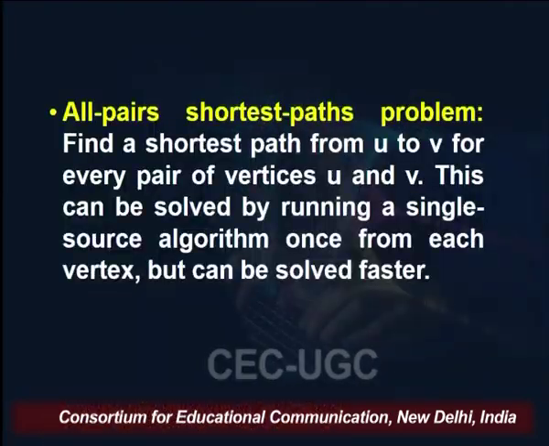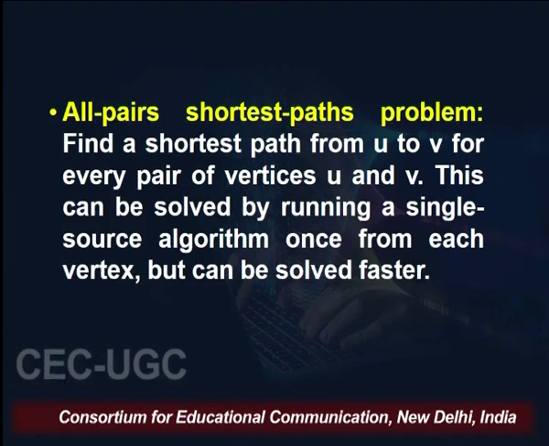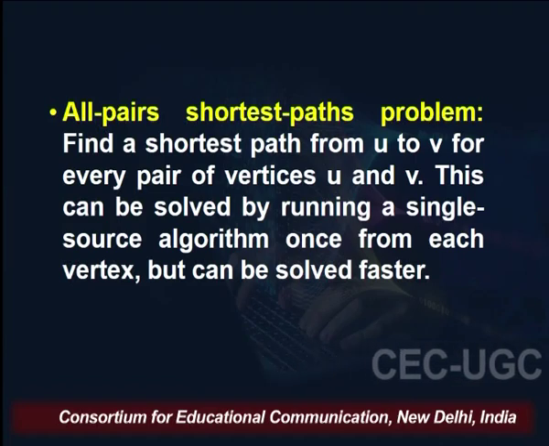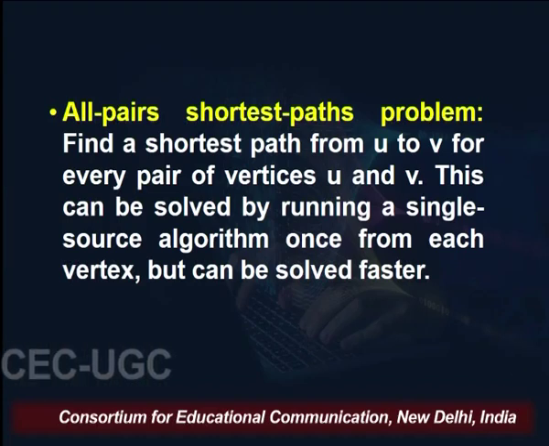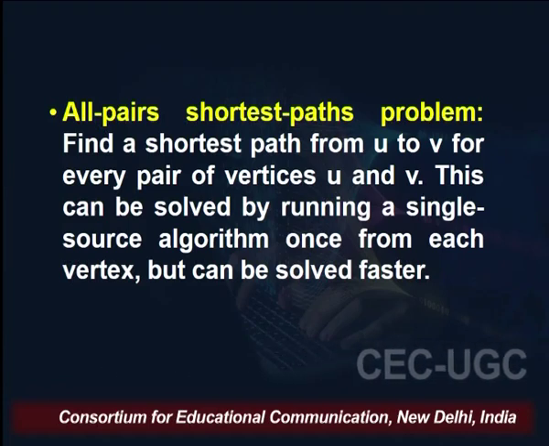We will be looking into all the steps of the algorithm, and then obviously we will be analyzing the time complexity as well. Another variant of this shortest path problem is the all pair shortest path problem. The all pair shortest path problem finds a shortest path from u to v, and here u and v can take all available values. That means we need to do it for every pair of vertices u and v.